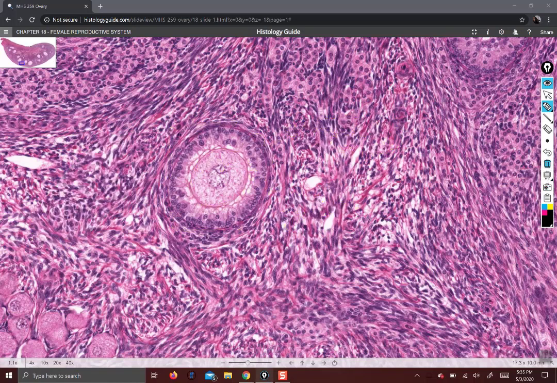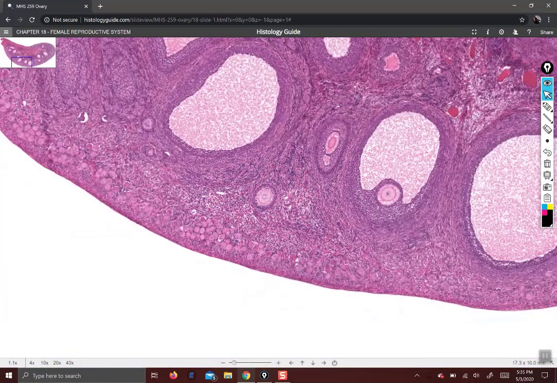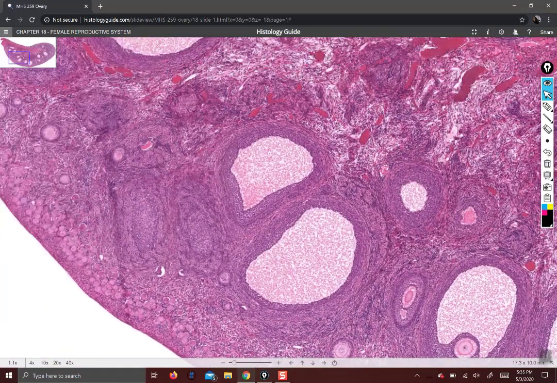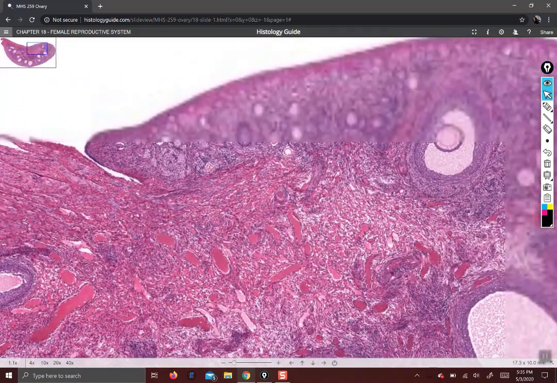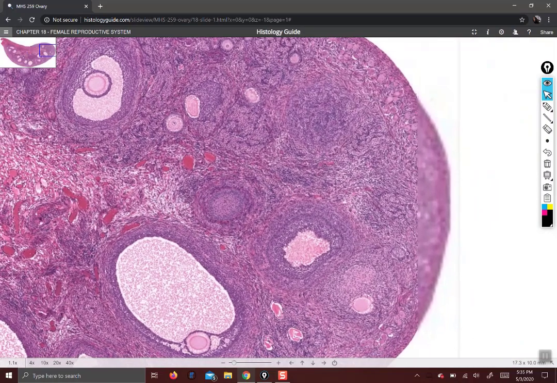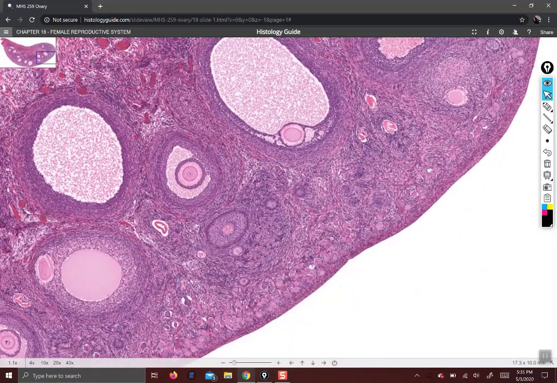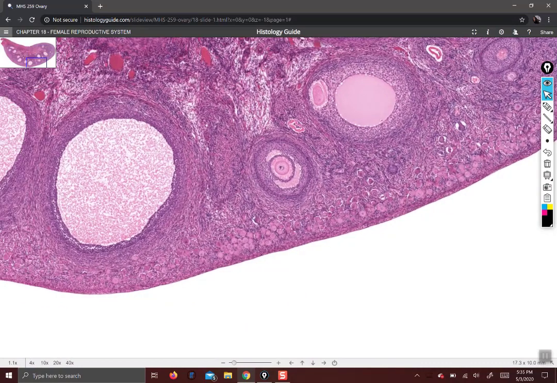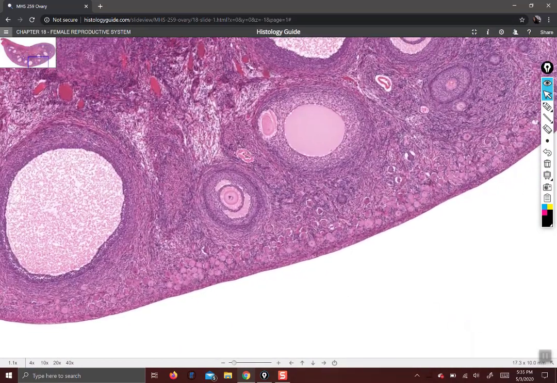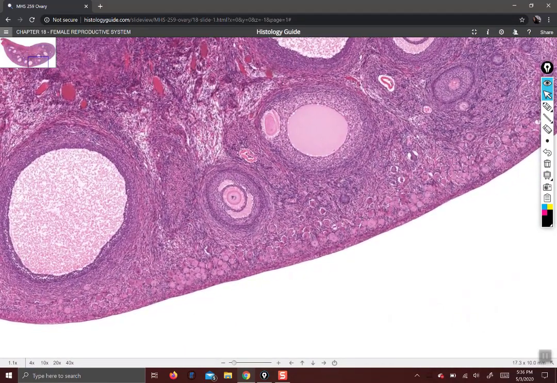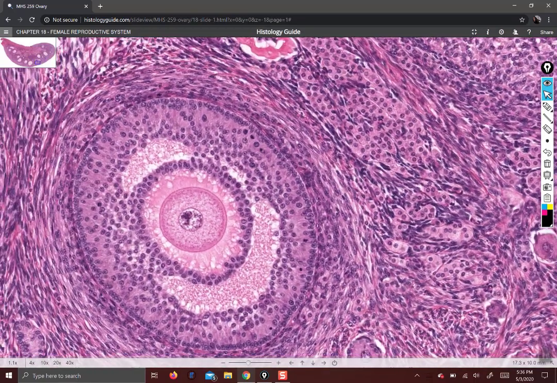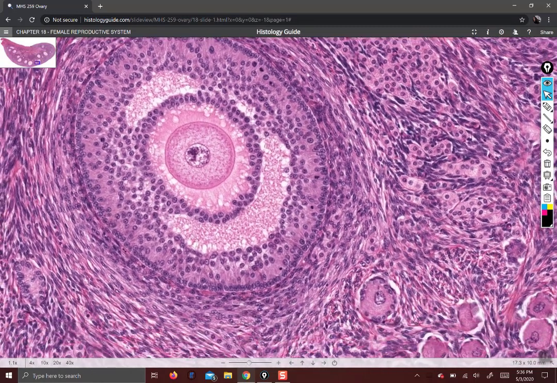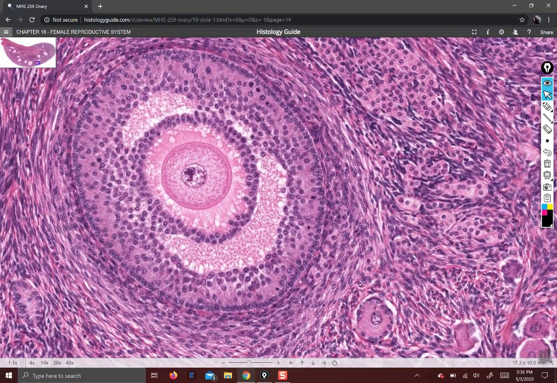Okay, so let's trash that and let's go find ourselves a secondary. Oh, that's too large. That's an okay one. I like that one. Okay, so here we have a secondary follicle.